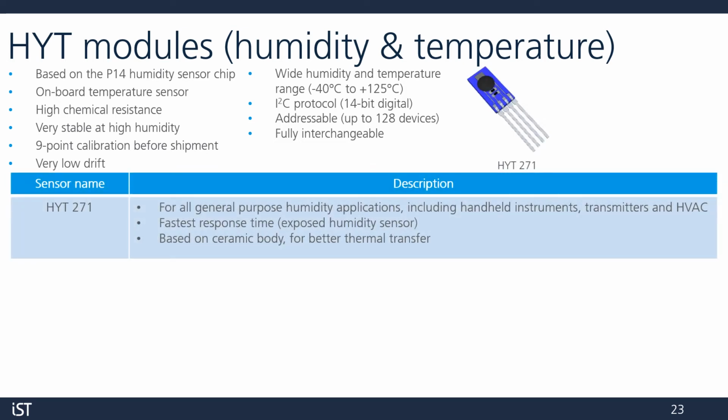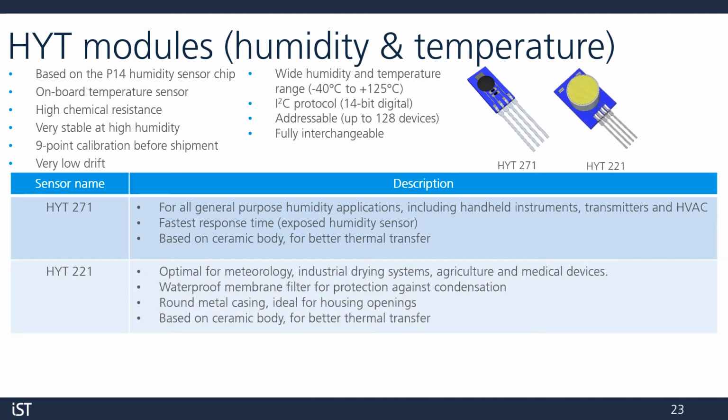First up, we have the HYT271, which is a good general purpose sensor. Example applications include handheld instruments, transmitters, and HVAC. Since the P14 element is exposed to the environment, it has the fastest response time. The body of the sensor, the blue part, is ceramic, which has better thermal transfer qualities than a resin or plastic-based module.